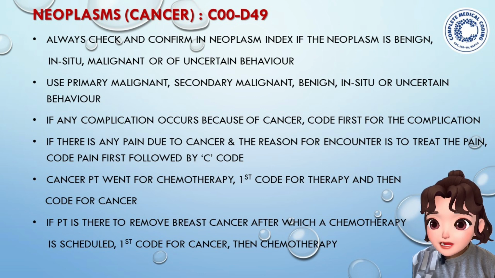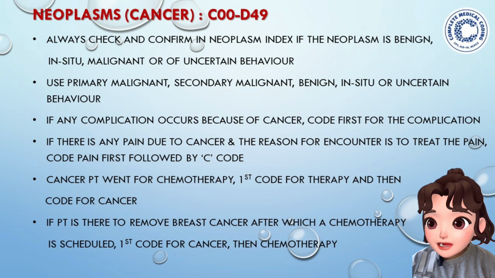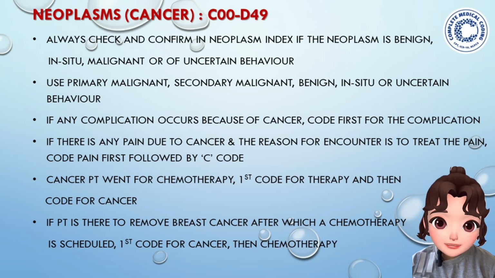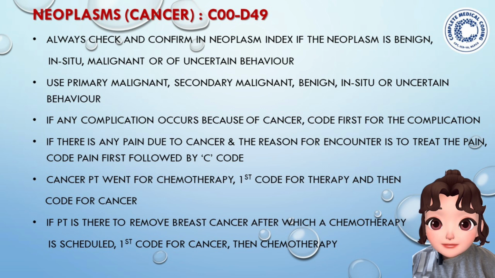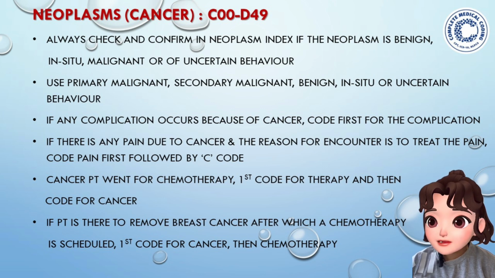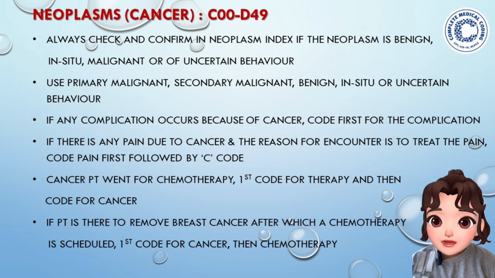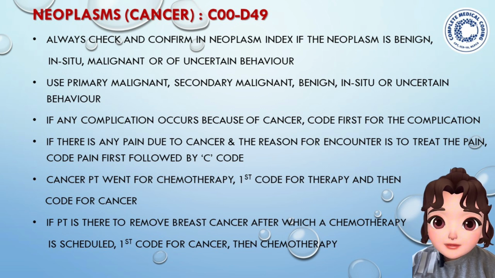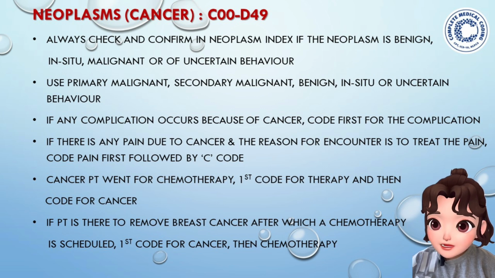Now, a cancer patient went for chemotherapy. First code for the therapy and then code for the cancer. If the patient has gone for chemotherapy, you should first code for chemotherapy and then code for the cancer. If the patient is there to remove breast cancer after which chemotherapy is scheduled, first code for cancer, then chemotherapy, because the reason for the encounter is to remove the breast cancer, and after removing it, chemotherapy is scheduled.